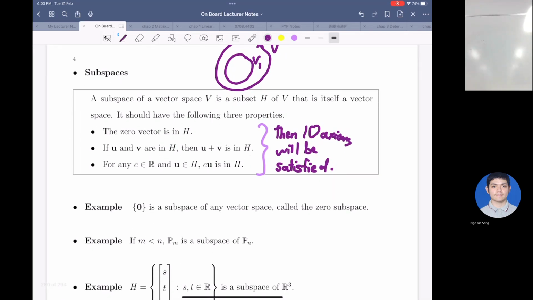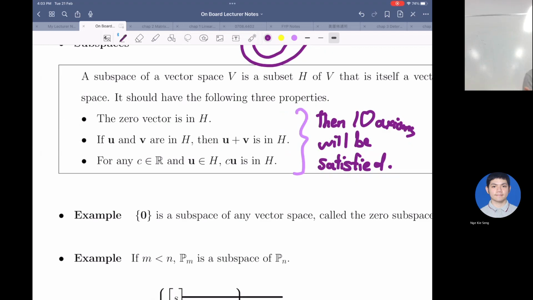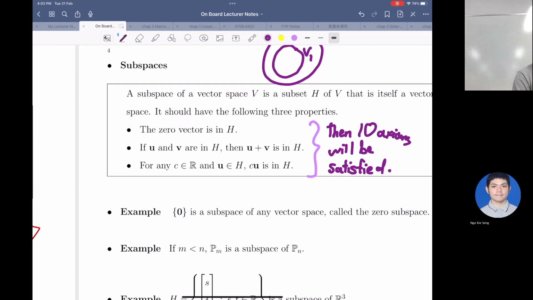The next one is Pm is a subspace of Pn if m is less than n. Recall what Pm means. Pm means the set of all polynomials that have degree less than m, or n. Do I want to show you?